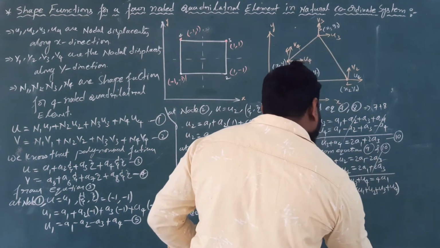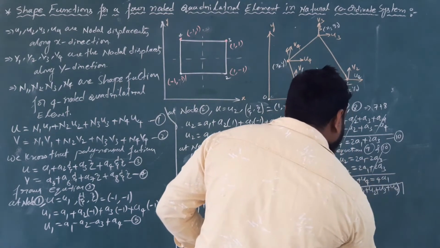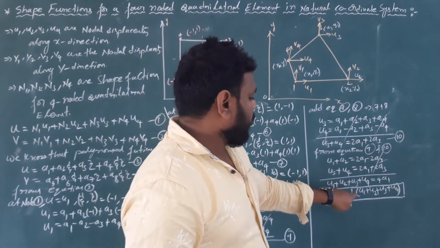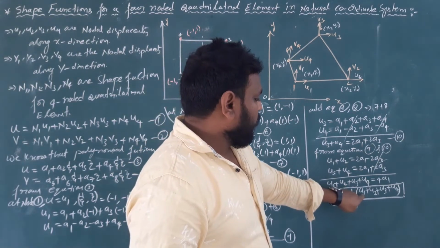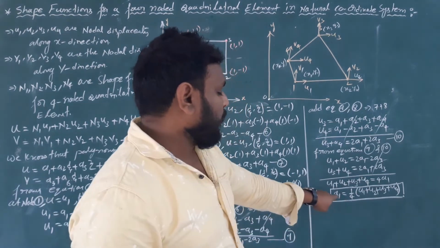This is the polynomial coefficient a1. That is, a1 is equal to 1 by 4 into u1 plus u2 plus u3 plus u4. This is the value of a1.